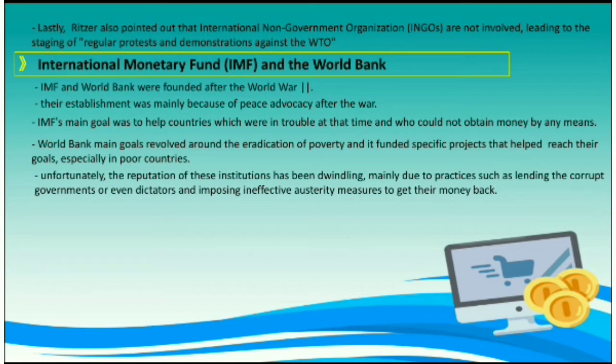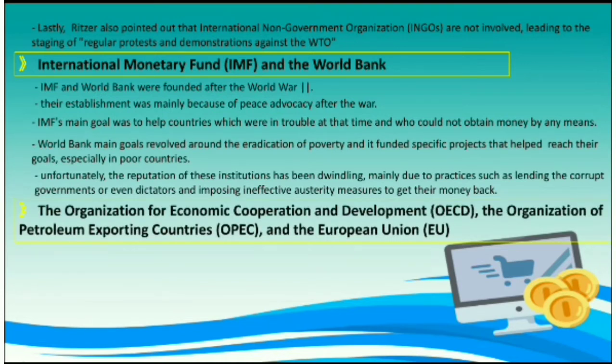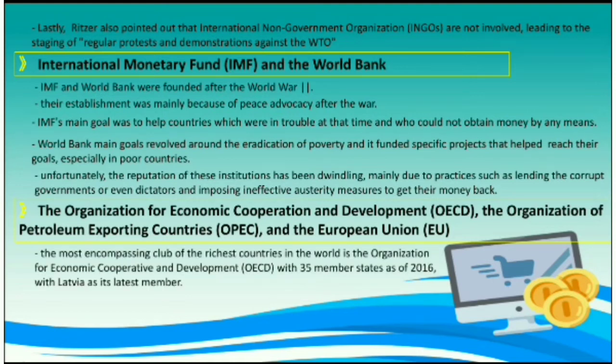The fourth institution or organization is the Organization for Economic Cooperation and Development, or the OECD, the Organization of Petroleum Exporting Countries, or the OPEC, and the European Union. The most encompassing club of the richest countries in the world is the Organization for Economic Cooperation and Development, with 35 member states as of 2016, with Latvia as its latest member.